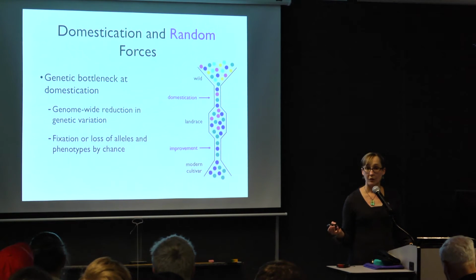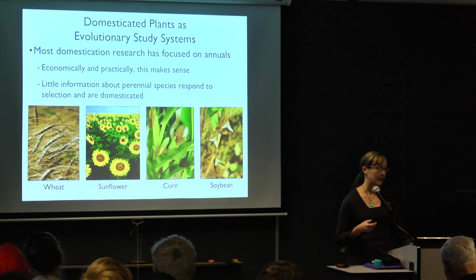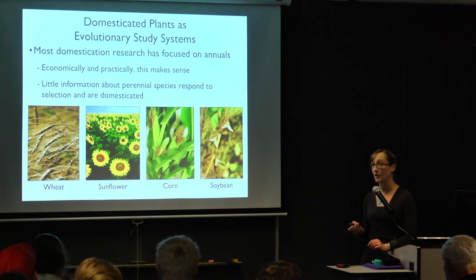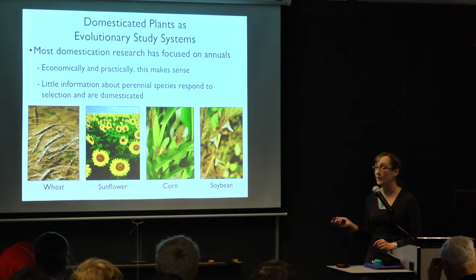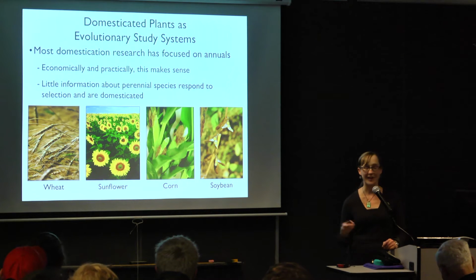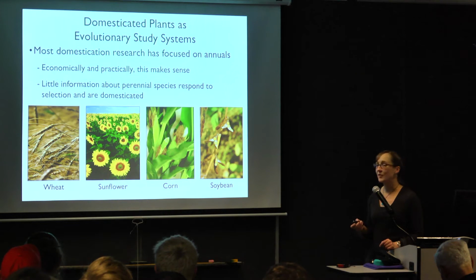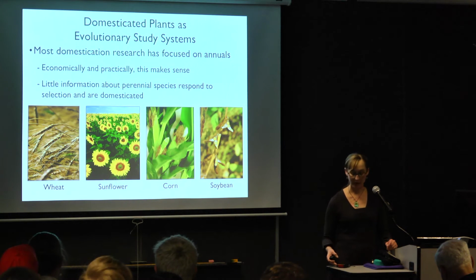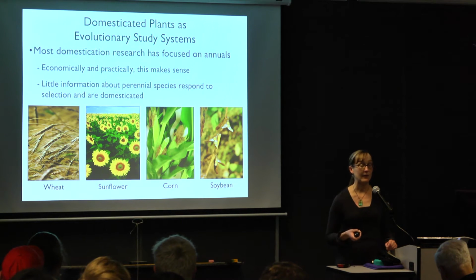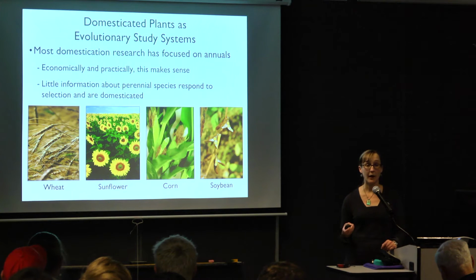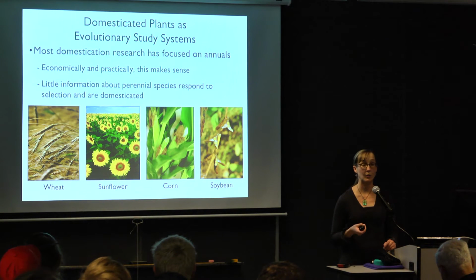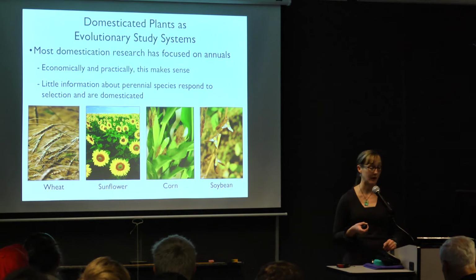So most of what I've told you about domesticated plants comes from studies that have been conducted in annual plants. And we tend to focus really on annual grains and annual legumes, and I've shown a couple of them here. And then we throw in sunflower as a token non-grain, non-legume domestication system. And of course, economically and from a practical standpoint, this makes sense. These crops really feed us and they really drive our agricultural economic system. But unfortunately, this has left us with relatively little information about how perennial plants are domesticated and how they respond to artificial selection under domestication.